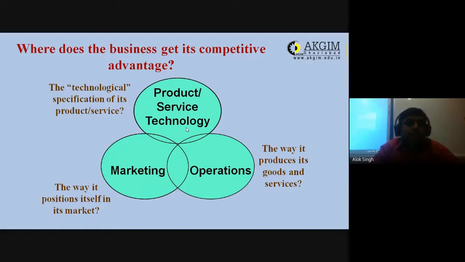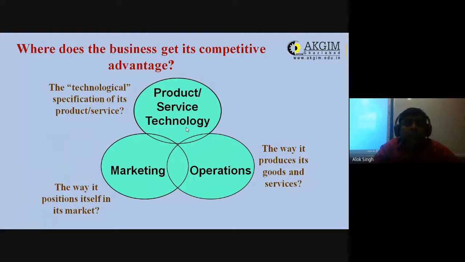So see here, it is written: where does the business get its competitive advantage? These are basically three core functions in an organization. If you talk about an organization, there are three major core functions that are responsible for the majority of the activities. First is product or service technology. Technology is very important.